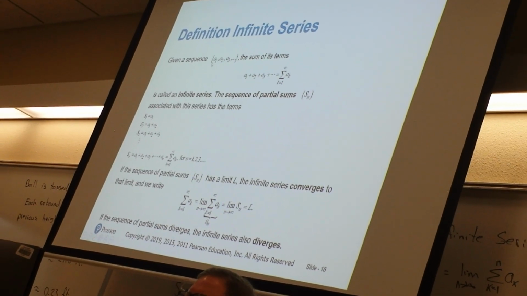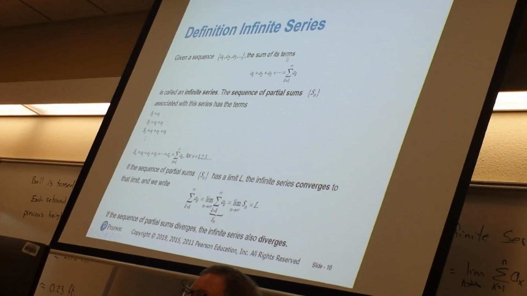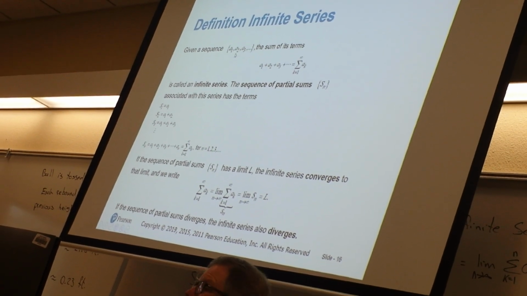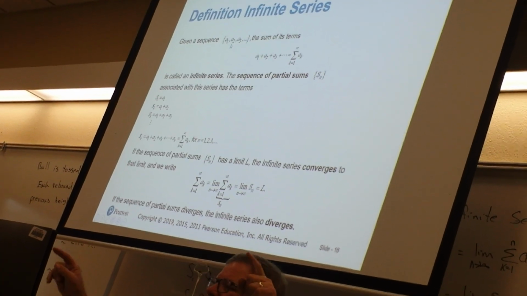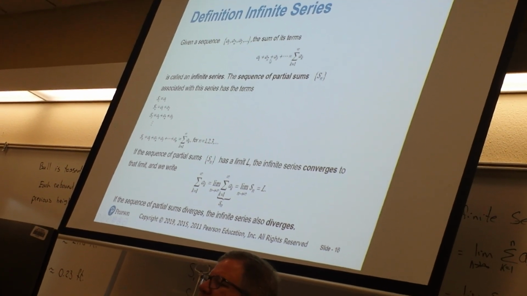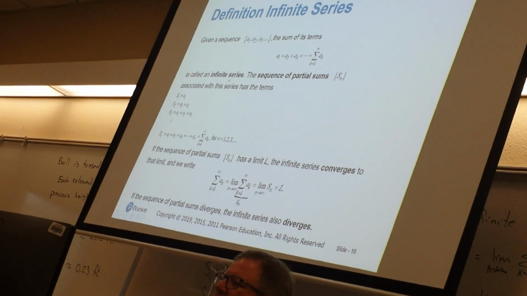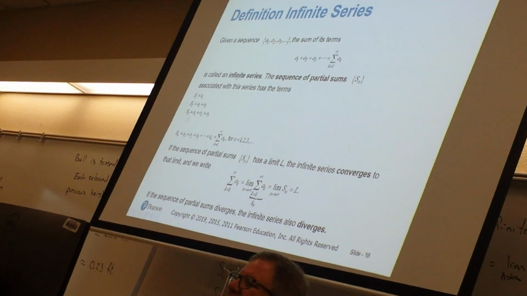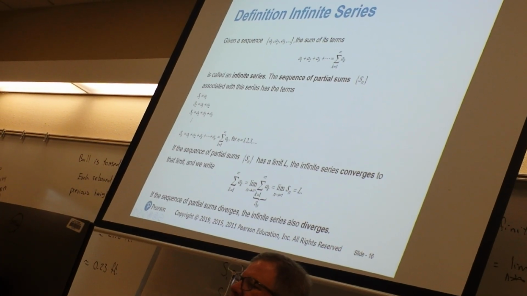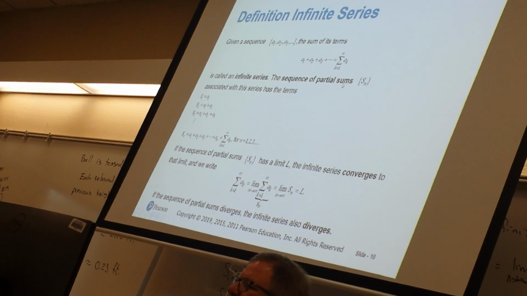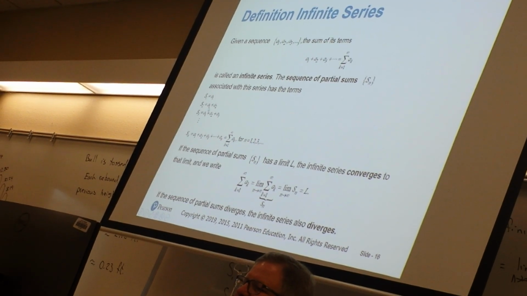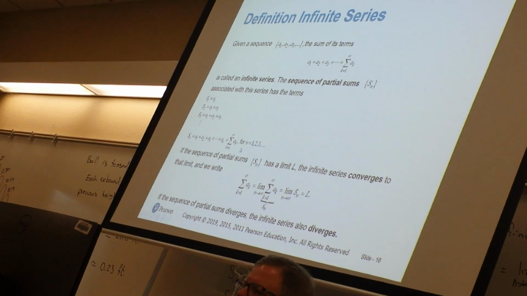Here's our sequence. The sum of its terms is called a series. So here, when they're separated by commas, that's a sequence. When you put pluses in there and make it a sum, now it's called a series. In this case, if we're going to infinity, it's an infinite series. The sequence of partial sums, S sub n, associated with this series has the terms, and this is what we did on the board right here.